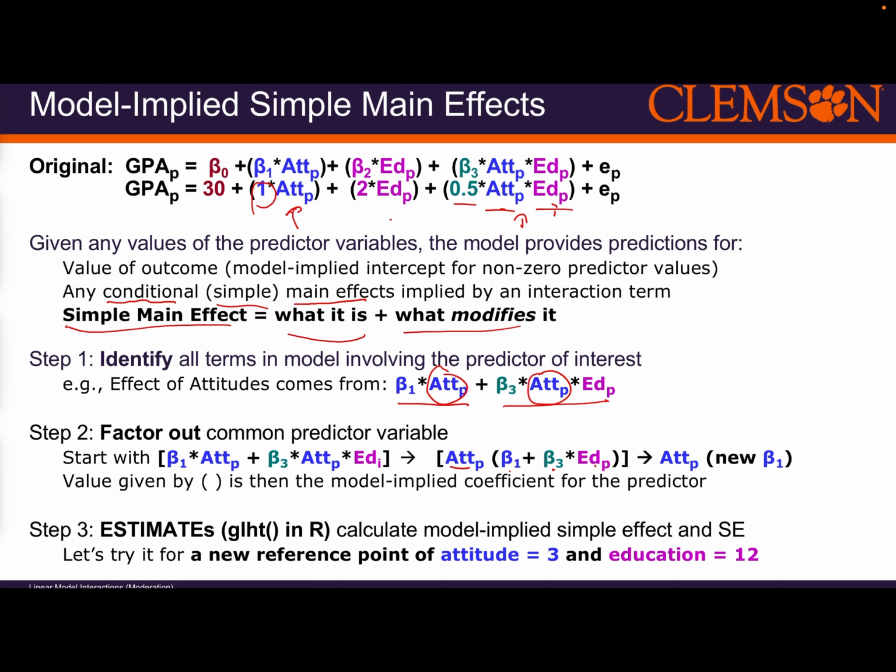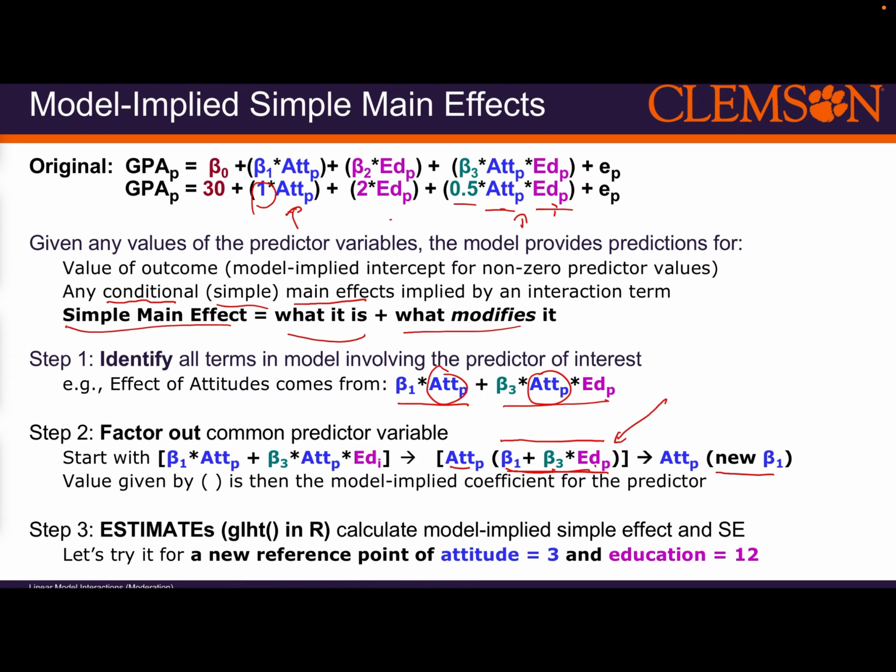So basically that term here in the parentheses is our new beta 1. And what you can see is a father's number of years of education really governs or drives or changes the effective attitude. Or another way of putting it, the slope of attitude depends on this education variable. It moderates it. It changes it. I'm using synonyms here to try to get the point across.